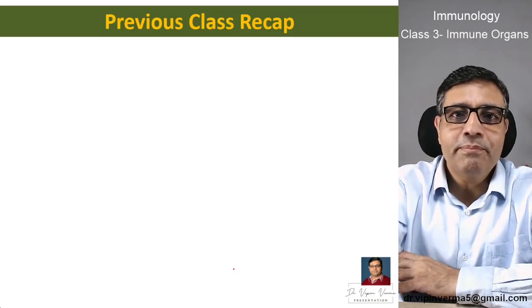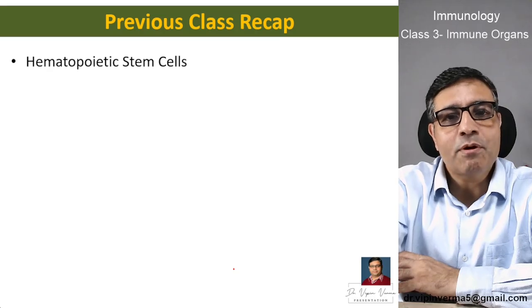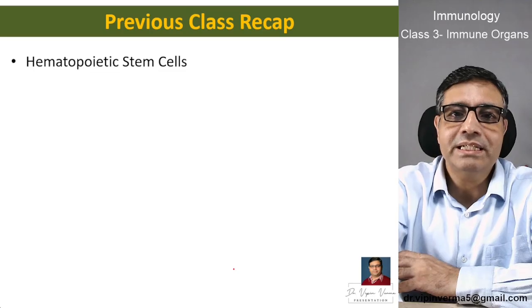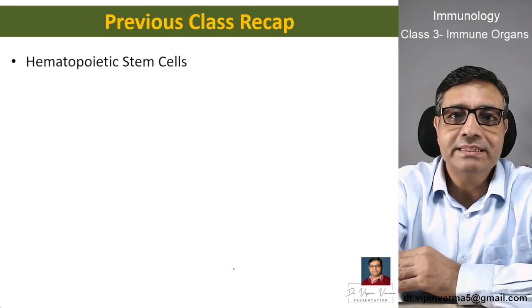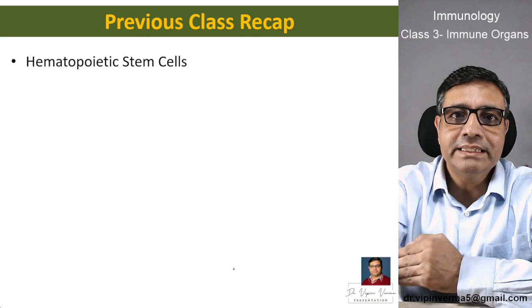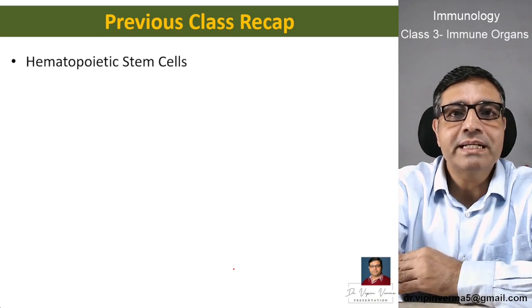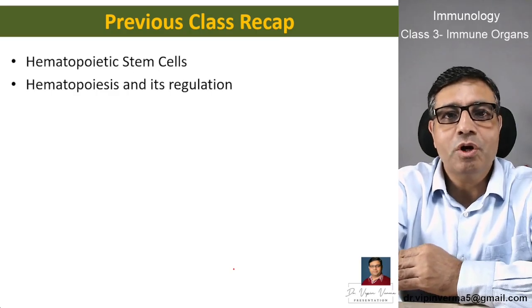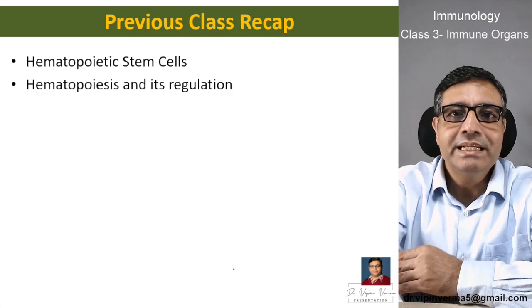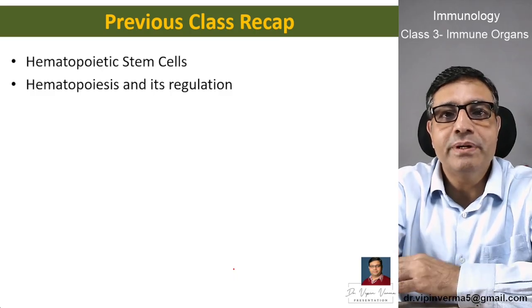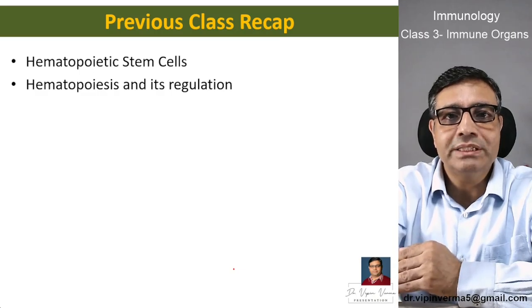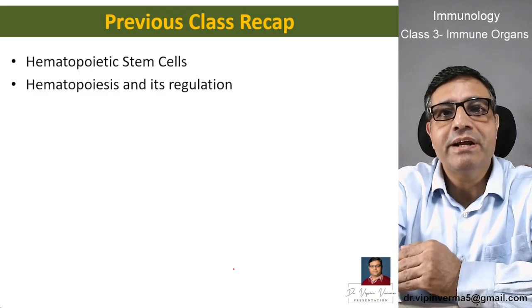So, in the previous class, we discussed the hematopoietic stem cells, how hematopoietic stem cells are generated, where they reside, and how they self-renew. What are their characteristics? Then we discussed hematopoiesis and its regulation. So how these hematopoietic stem cells can form different types of blood cells and how the formation of these different blood cells is regulated at various levels.